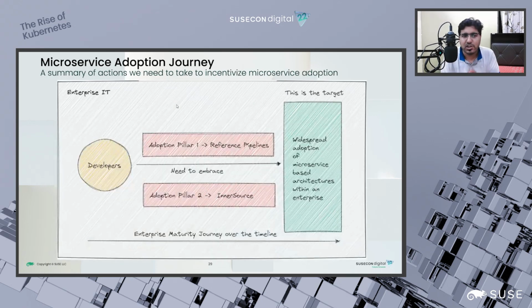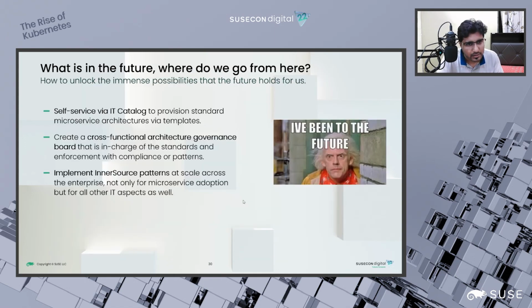And this is the microservice adoption journey, right? We are developers within an enterprise IT, and this is the target that we want to achieve: widespread adoption of our microservice based architectures. And how do we do it? One is the reference pipelines, another is the inner source. These are the two adoption pillars on which my microservice adoption initiative is resting. And this will only happen over time as your enterprise matures. Your enterprise will start embracing these adoption pillars, and finally, as a result of the compound effect, after some time, you will see that your microservice adoption journey is very strong. This is it. Very good.